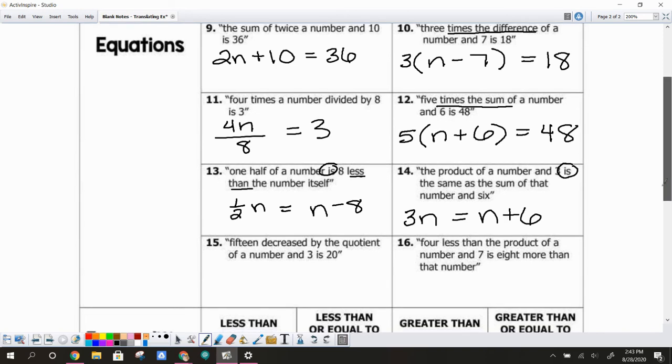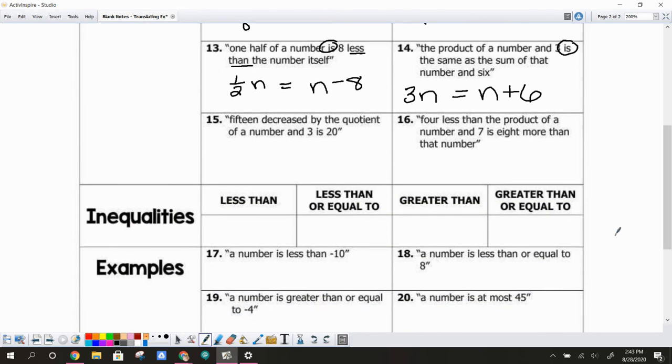For 15, we have 15 decreased by the quotient of a number and 3 is 20. So here's our is, so I'm going to have equals 20. And then I have 15 decreased by the quotient of a number and 3. So 15 decreased by means I should just put 15 minus, because decreased by is minus. And I have the quotient, so division, of a number and 3. Okay, so there's a lot going on here with all of these words, and they can look overwhelming, but as long as you're breaking it down individually to each part and just focusing on certain words at a time, it does make it more manageable.